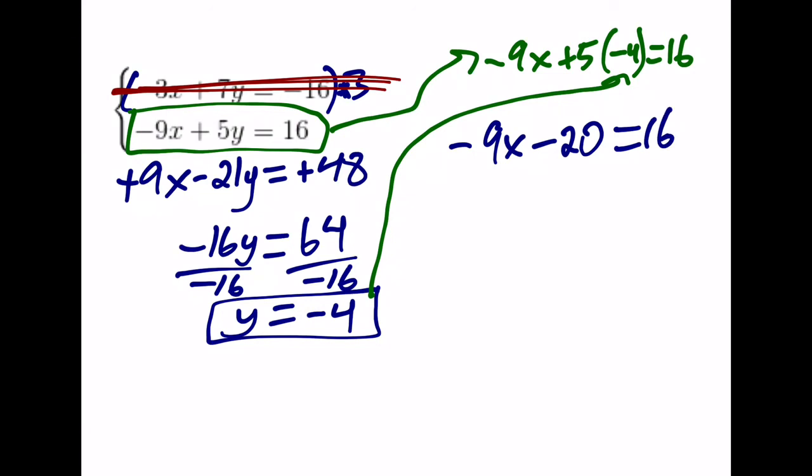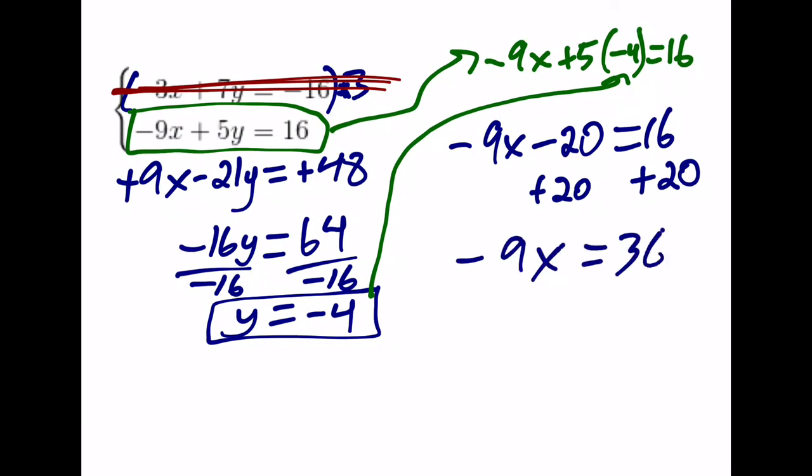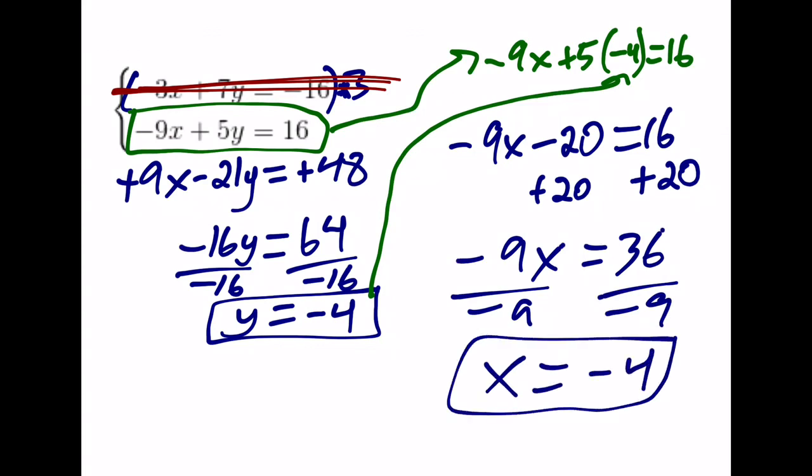And this is your standard two-step equation. Add 20 to both sides. Negative 9x is equal to 36. Divide by a negative 9. X equals negative 4. You know you have the answer when you have solved for both x and y.